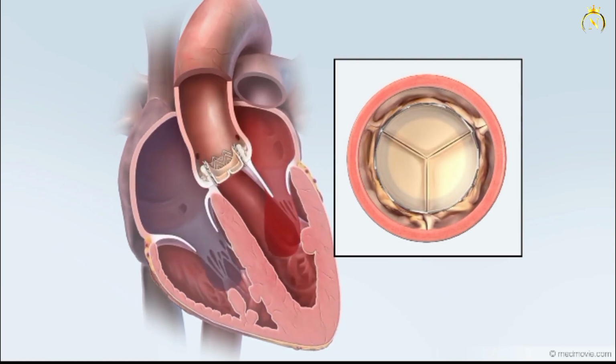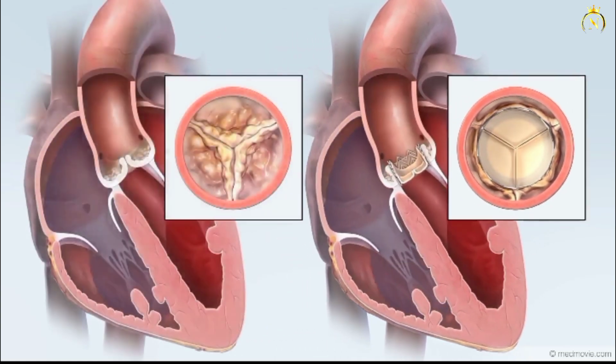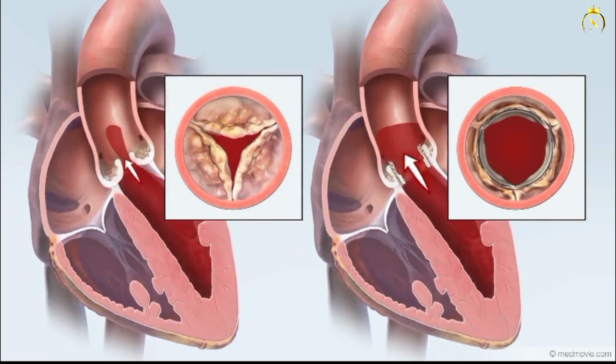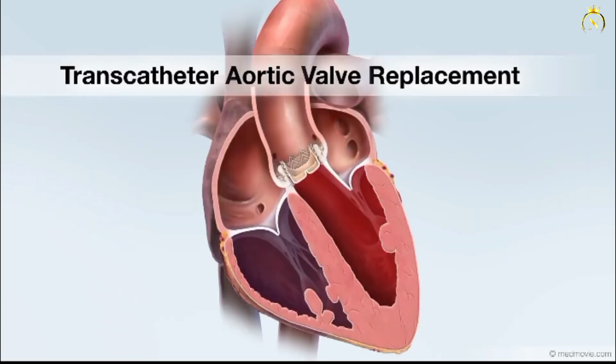You can see in the picture. Before, it is fully blocked. After inserting the balloon, the opening part opens. Because of that, normal blood flow can occur again. So this procedure is called TAVR, or transcatheter aortic valve replacement.